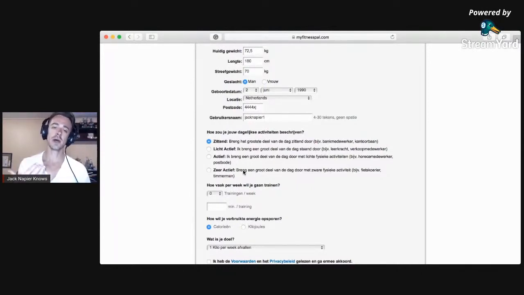Now, if you want to lose weight, things like that, I kind of lie on this one. What I do is I always go one activity level beneath the one I really am, so that my caloric intake will always be shown as a deficit. Now, I'll explain this later. I'm lightly active, but I'll just say I spend most of the time sitting.